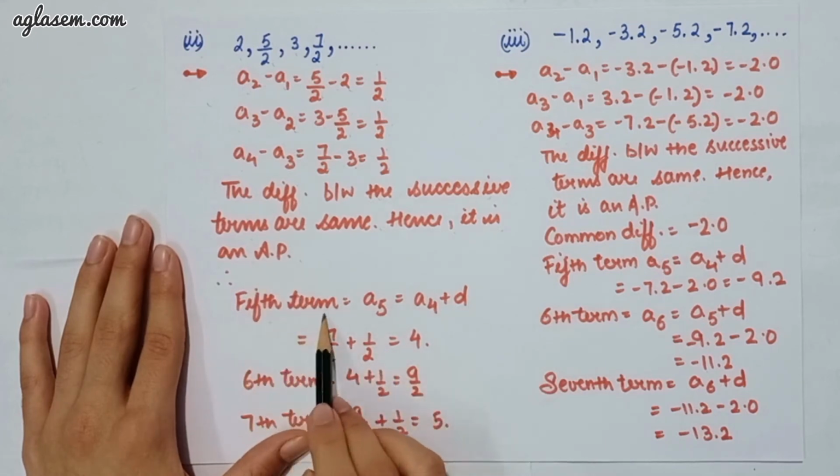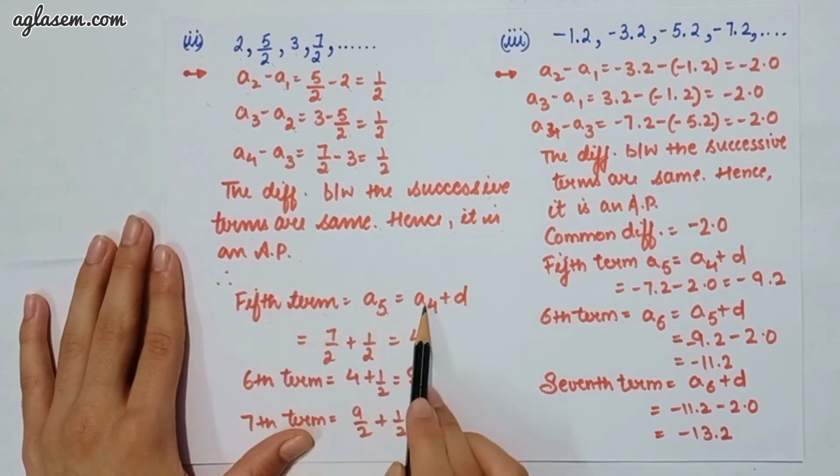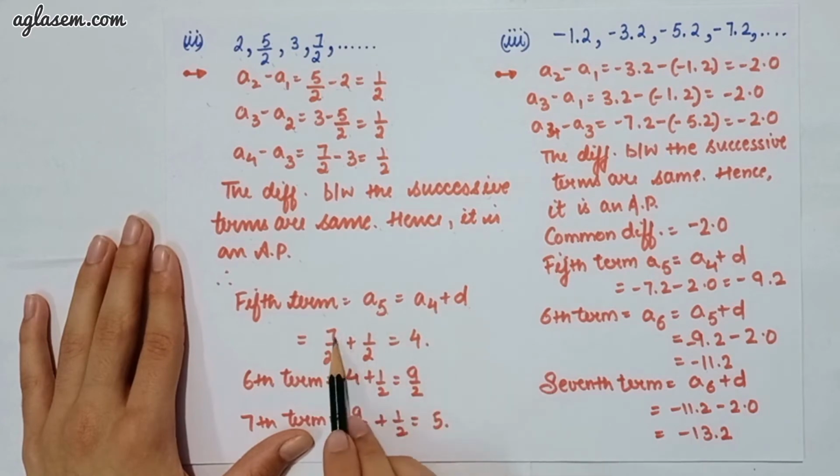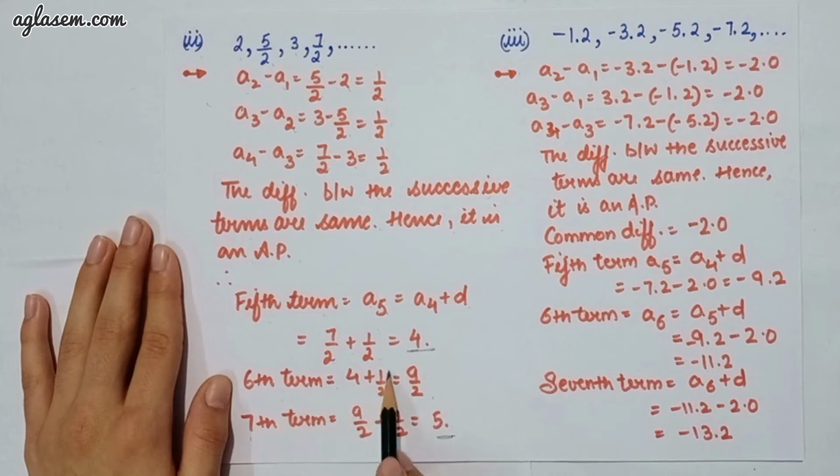Therefore, the fifth term will be A5, that is A4 plus D. So, it will give you 7 upon 2 plus 1 upon 2, that is 4. Sixth term will be 4 plus 1 by 2, that is 9 by 2. Seventh term will be 9 divided by 2 plus 1 divided by 2, that will give you 5.